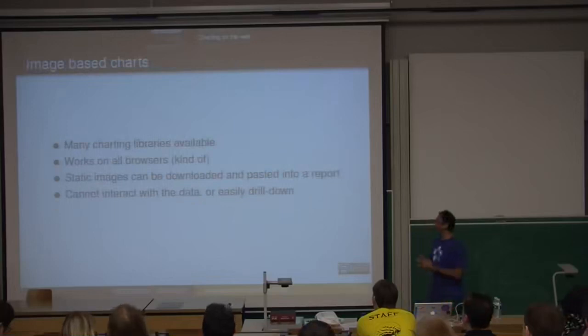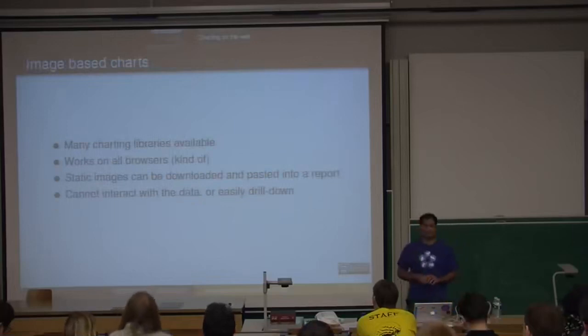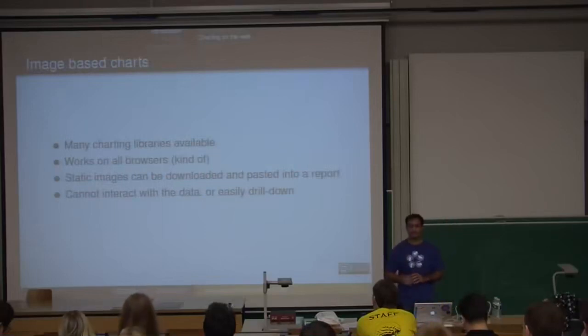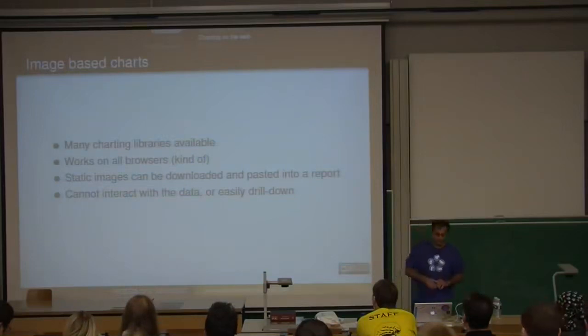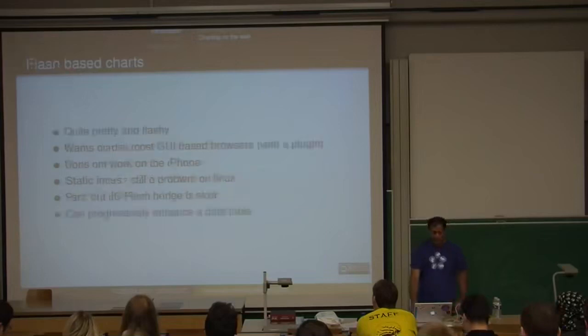Image-based charts. Many charting libraries work in all browsers. If you have a text-based browser, you can still download the image and view it offline or something. It's probably not accessible, but when we're dealing with charts, we need to make alternate arrangements for making the data available. You can't easily interact with the data, things I've already mentioned. So Flash is pretty.